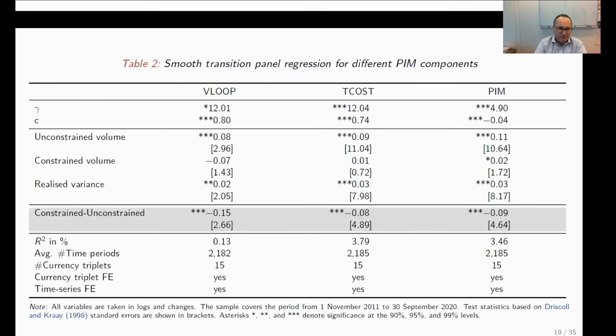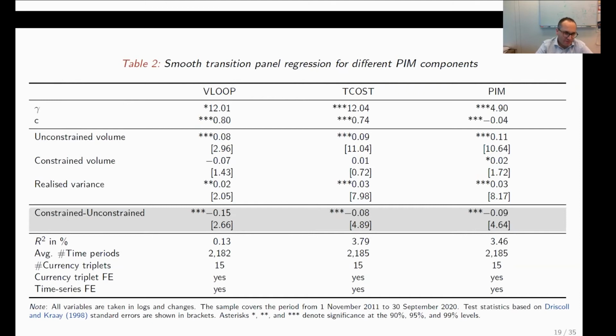We're also investigating different types of this regression, in particular focusing on the components of the price inefficiency metric. So, looking separately at V-loop versus the transaction cost variable. This is what is contained on this slide here. And we can see that the main effect holds for both variables, both T-cost and V-loop. But from an economic magnitude perspective, the coefficients are larger for V-loop.